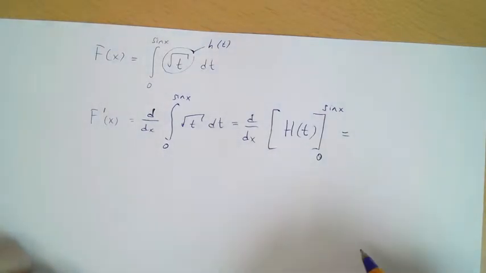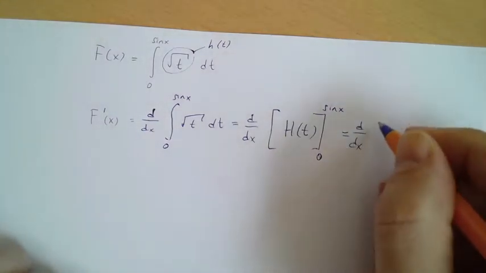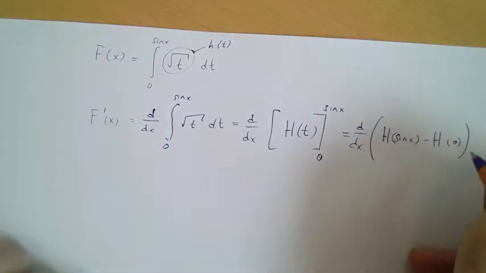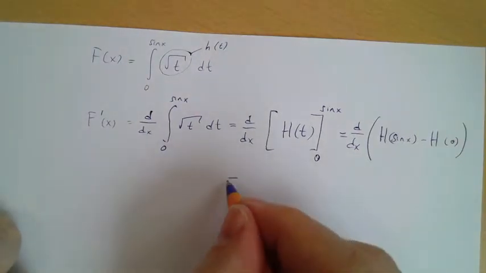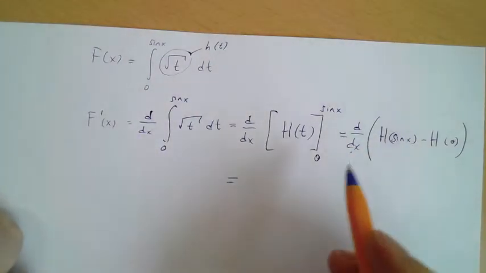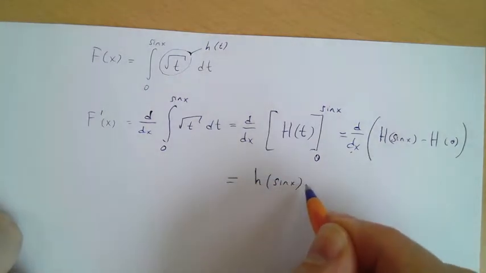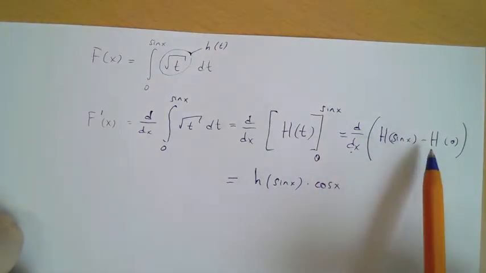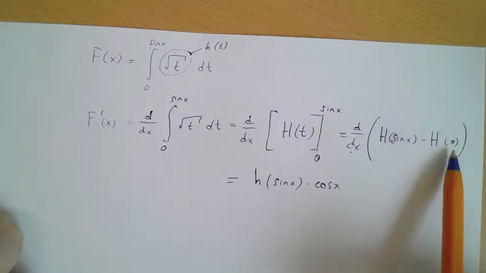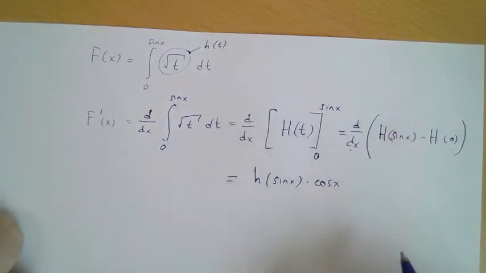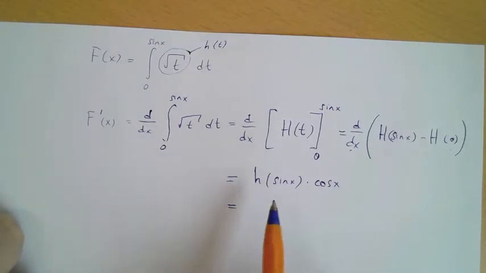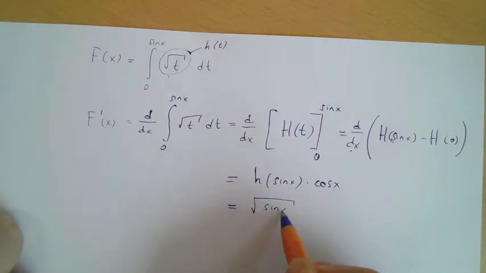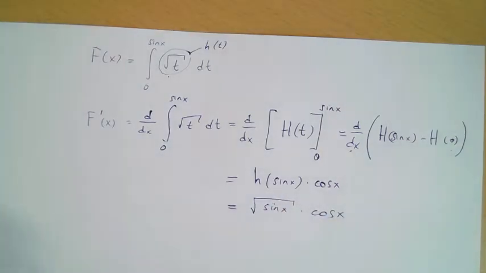So, using the fundamental theorem of calculus, this is d dx of capital H of sine x minus capital H of 0. The derivative of capital H of sine x is h of sine x times the inside derivative cosine x. And the derivative of negative capital H of 0 is 0 because this is just a constant. So all I have to do now is to substitute. I had h of t being this, so h of sine x is that. And there's your answer.